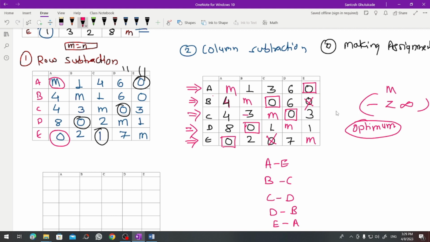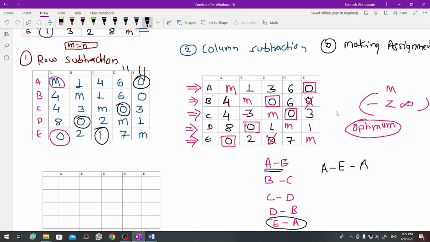If this problem were a plain assignment model problem, then this answer would be the final answer. But this is a traveling salesman problem, and the traveling salesman wants to cover all the cities. So how to check that? Here it started with city A. A to E means the traveling salesman started from city A and goes to city E. Now if you check E, after E he comes again to A. So A, E, A. This is not the final or optimum answer, because when he started with A he goes to city E and again returns back to A. So this is not a final or optimum solution for the traveling salesman problem.